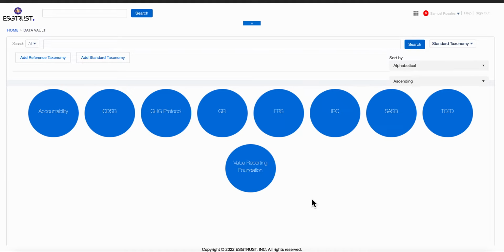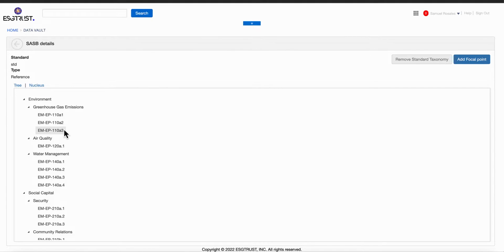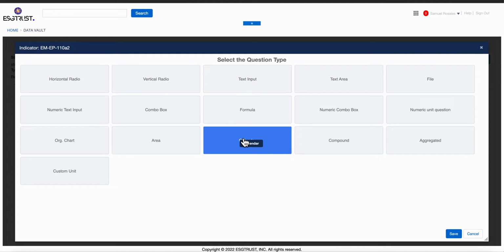The following is a demonstration of how we combine sustainability and stakeholder data to provide a holistic ESG profile for an organization. We start by looking at the ESG data and all the different frameworks that are out there for sustainability reporting. So, for example, if we go into SASB, we're able to recreate any kind of indicator from these frameworks and add any kind of questions that's required to compile that information.